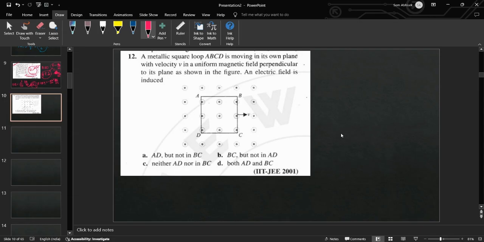Okay, next question. Try it first. A metallic square loop ABCD is moving in its own plane with velocity v in a uniform magnetic field perpendicular to its plane. An electric field is induced in which side: AD but not in BC, BC but not in AD? You first draw it, then only I will do it.